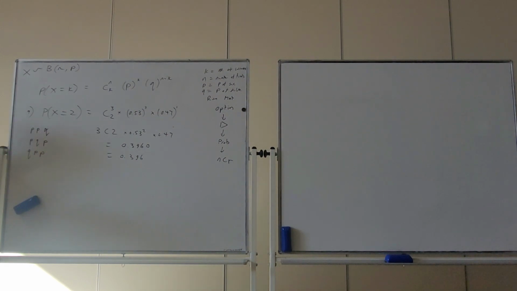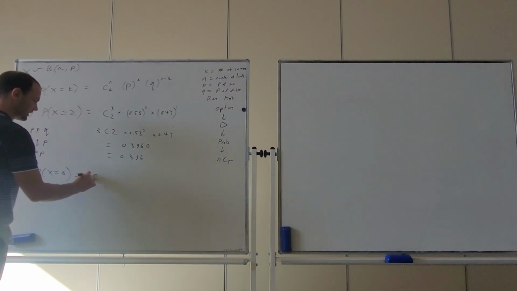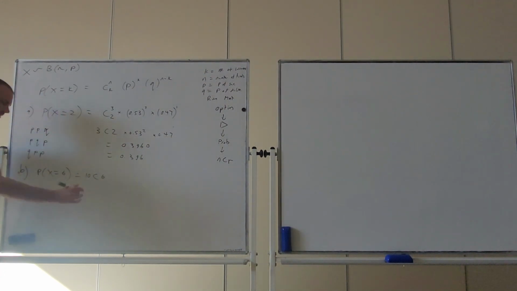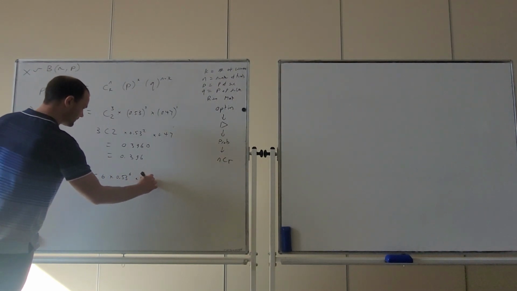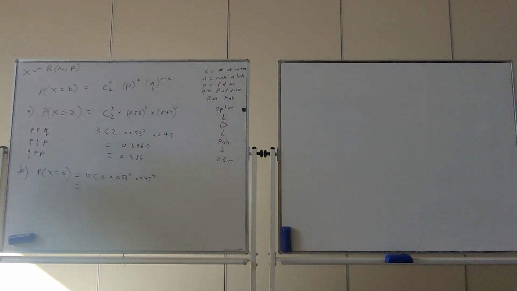All right, part B. Find the probability of 6 heads out of 10 trials. So this is when x is equal to 6 and the number of trials is 10. So let's just put all of that information in. We're going to have 10C6 times 0.53 to the power of 6 times 0.47 to the power of 4. Evaluating that one.